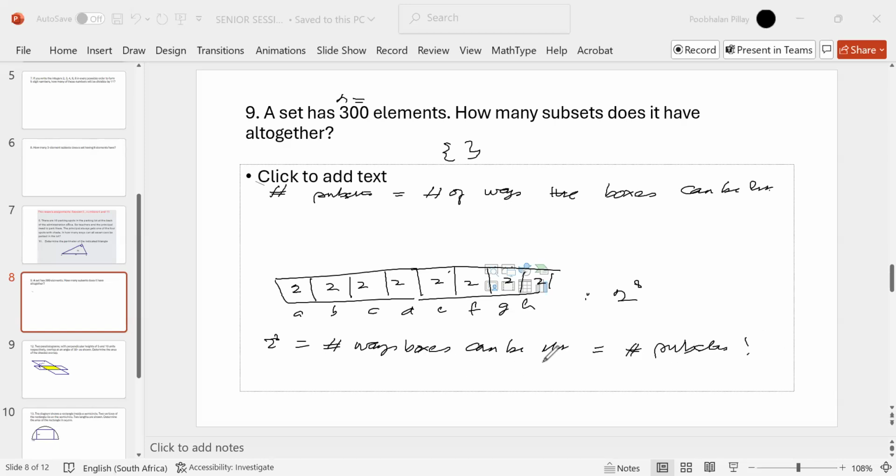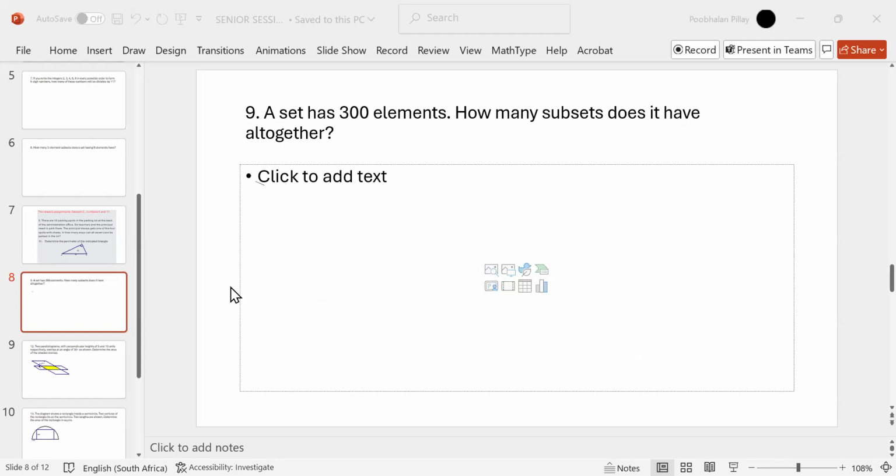Right. So we've got the answer. The answer is 2 to the 8. I'm sure some of you know it's 256. So if I got 8 elements, the number of subsets is 2 to the power of 8. Right. You can try it. You can try writing down all the subsets of, say, A, B, C. Let's do that. Okay. Suppose I got only 3 elements, A, B, C. So let's list all the subsets.